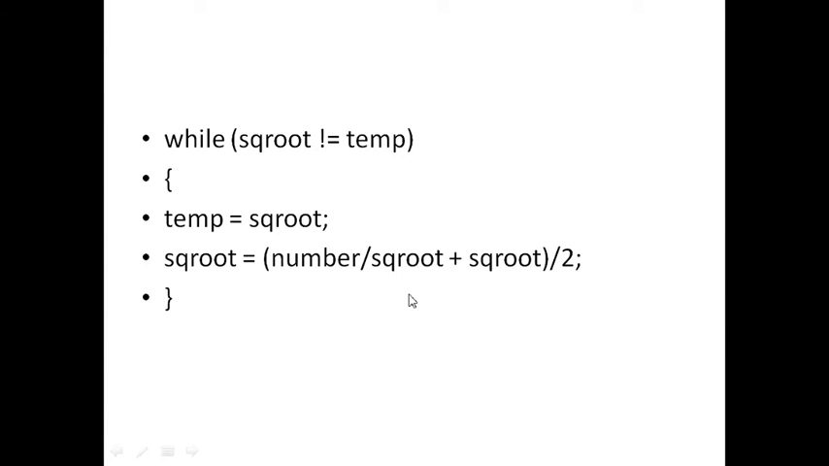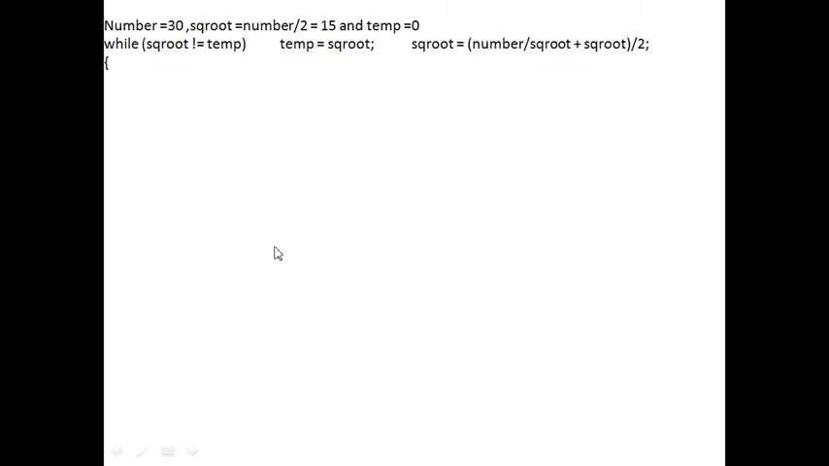So let's look at this while loop in an animation method. Now the given number is 30. We need to find what is the square root of 30. So initially square root is equal to number divided by 2.